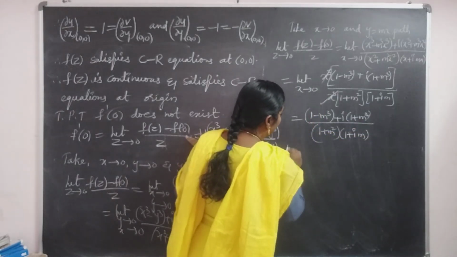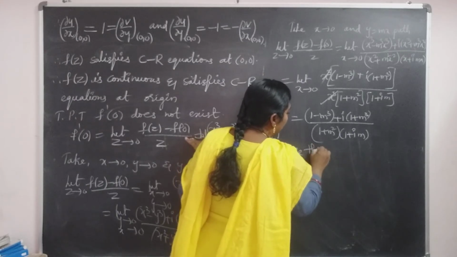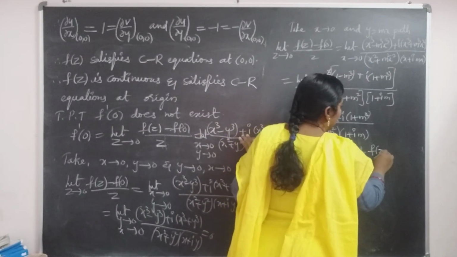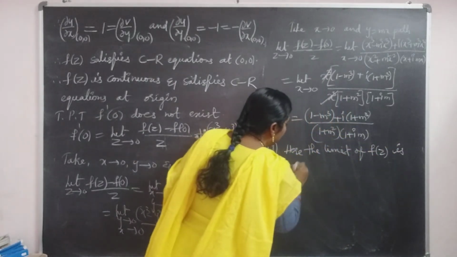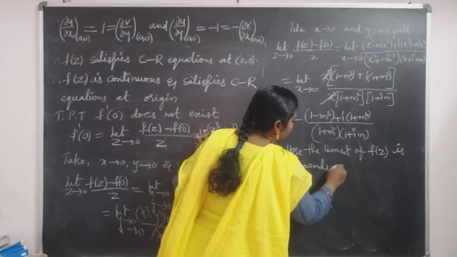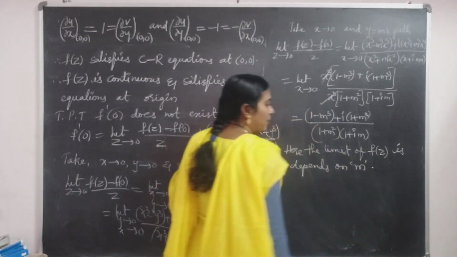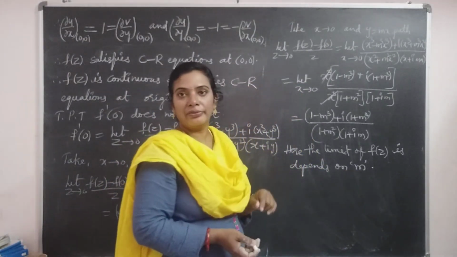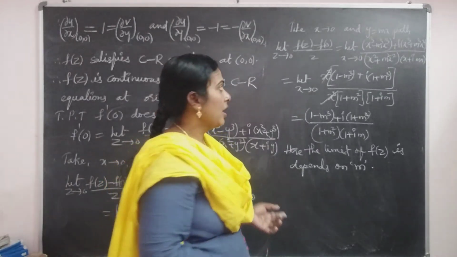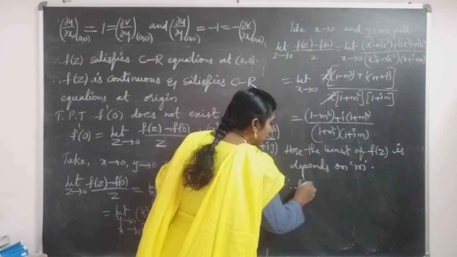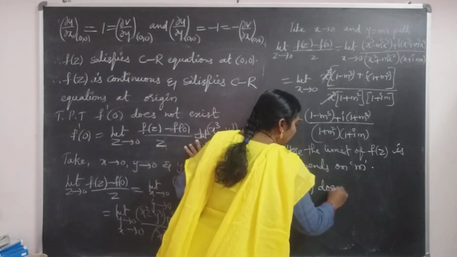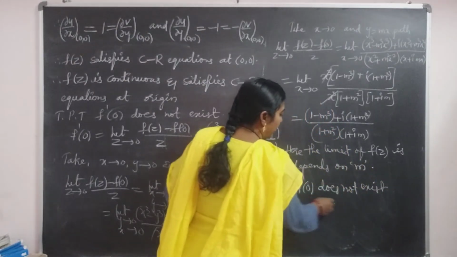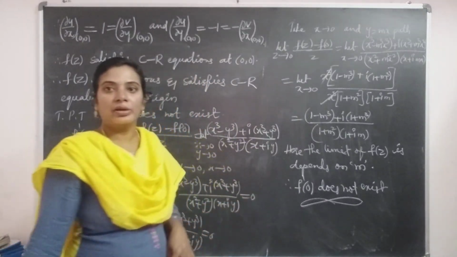The limit value here, the limit of f of z depends on m. Here if we take m as any value, then the limit of f of z changes. Therefore f dash of 0 does not exist. f dash of 0 does not exist.